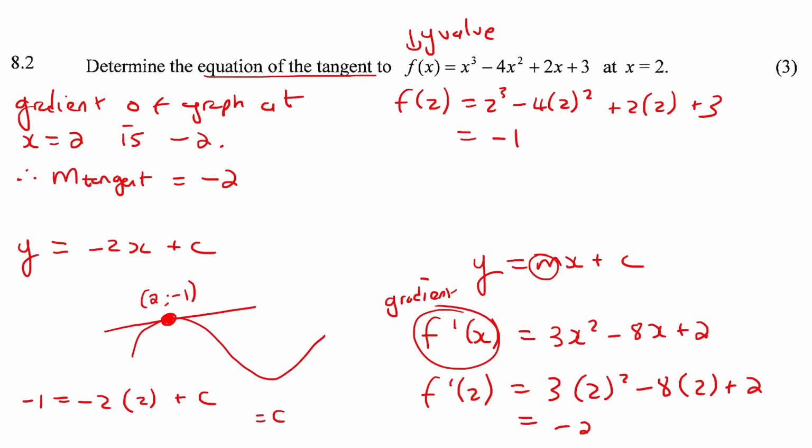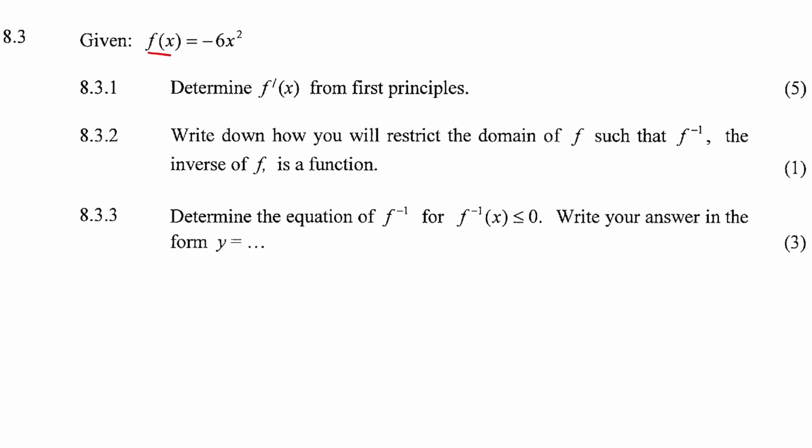E would eventually equal. So now we have the equation of the tangent as y equals -2x. Given that we have f of x equals -6x squared, determine the first derivative using first principles for 5 marks. So what I always tell learners, go calculate this quickly using the normal first derivative method. Well, that would easily just give you -12x, because you just multiply by the 2 over there, and then you subtract 1, and that would be the answer.